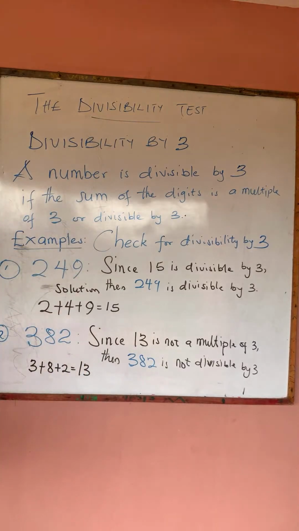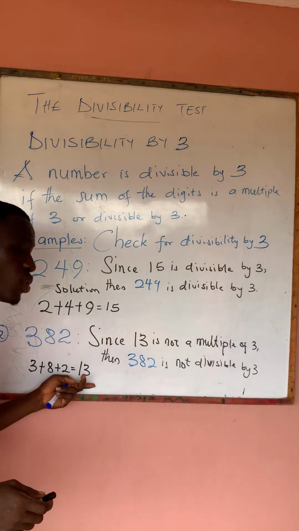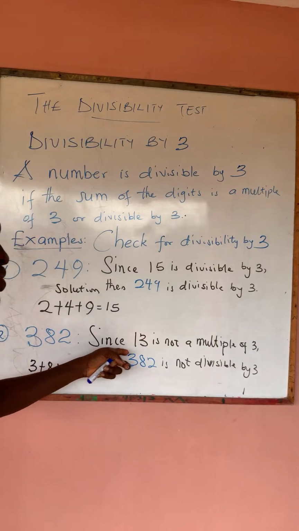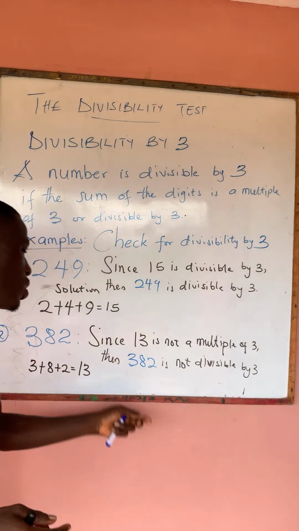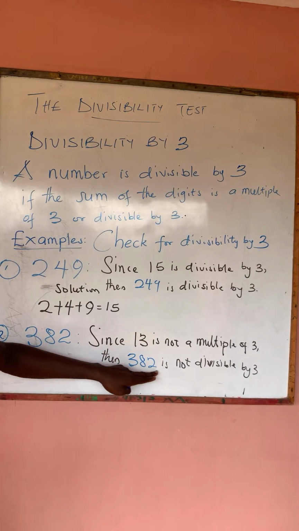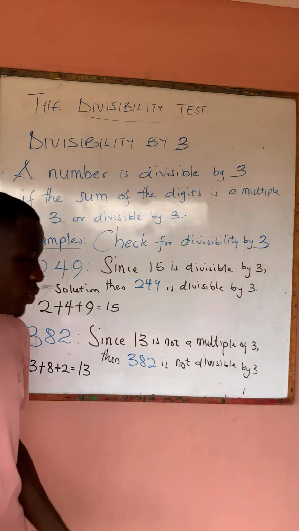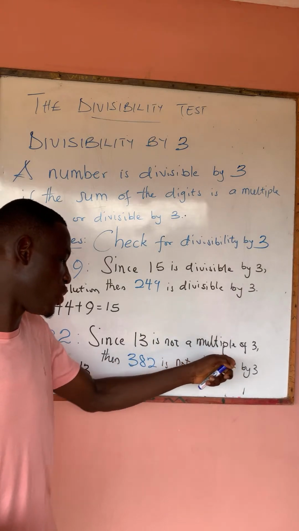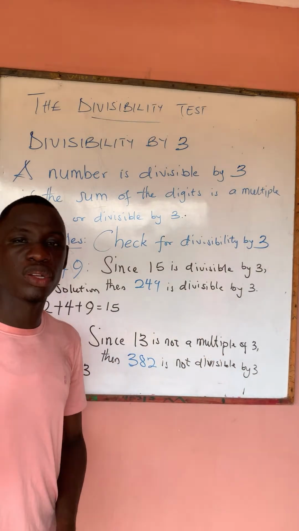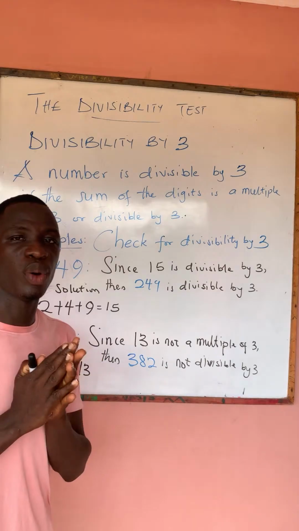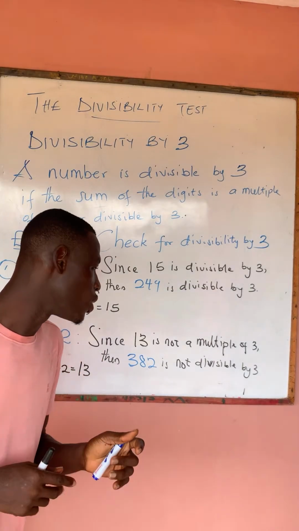Alright, so we added the digits and got 13. So we conclude that since 13 is not a multiple of 3, then 382 is not divisible by 3. I hope you all understand it.